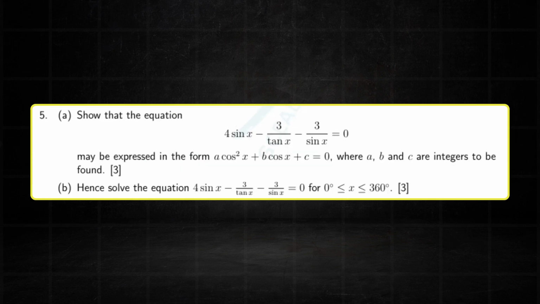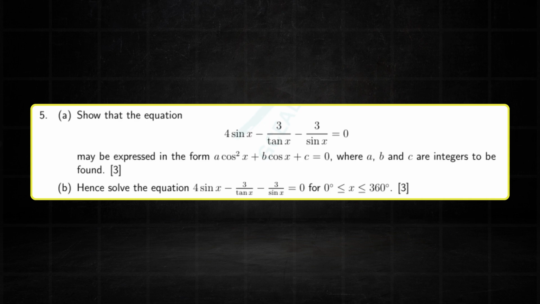Then moving on to number 5. Number 5 is a trig question, and you can see that part A is a show that this particular equation simplifies into, that's kind of like a hidden quadratic, and then part B is a hence solve the equation question.